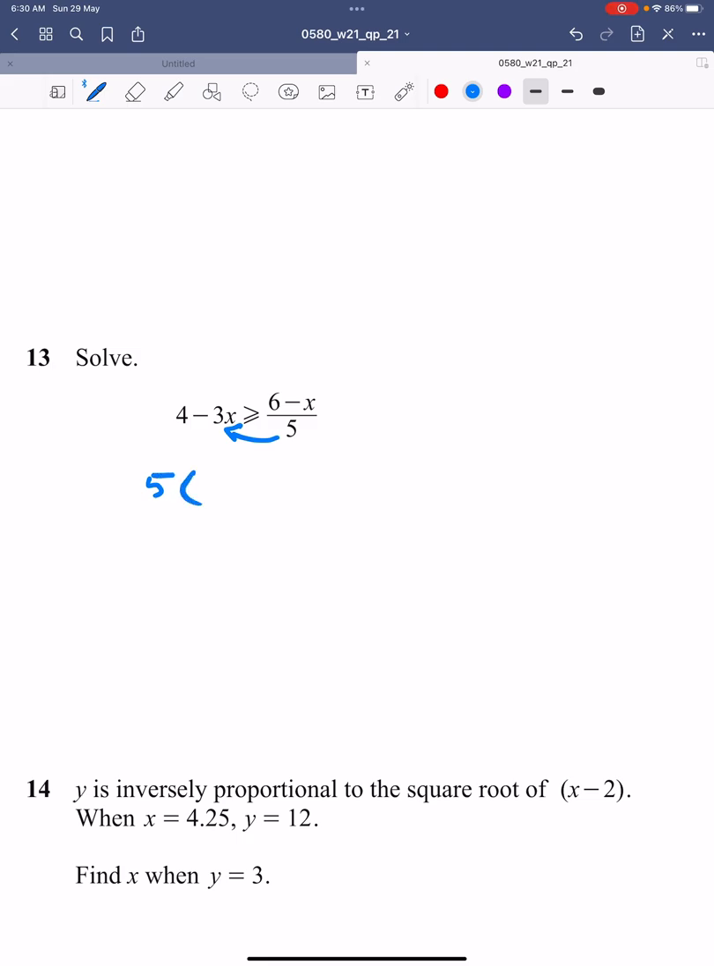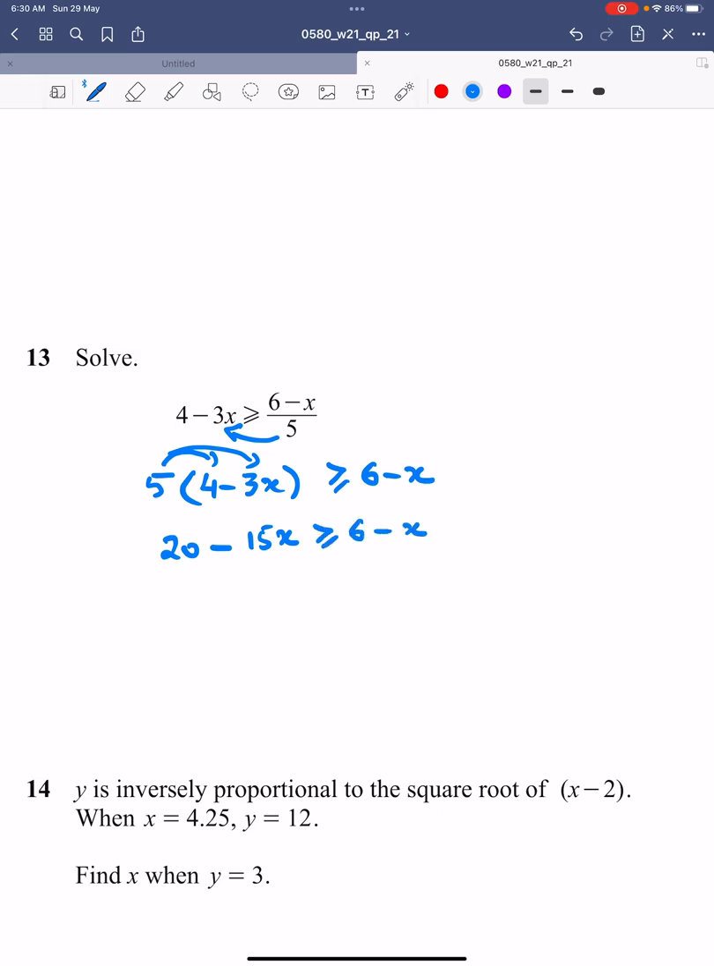So we have 5 into 4 minus 3x, and that is greater than 6 minus x. So we multiply out the bracket. 5 into 4, 20, minus 5 3s are 15, and that is greater than 6 minus x.